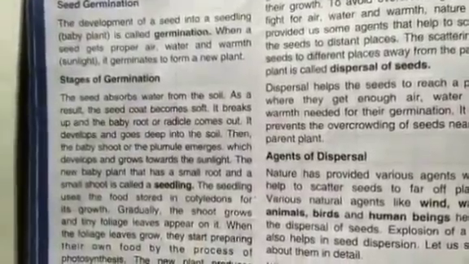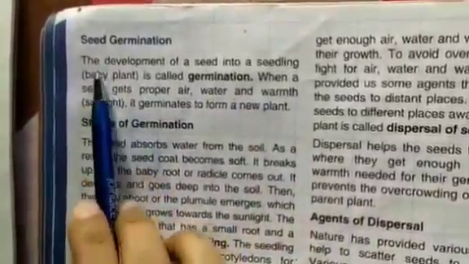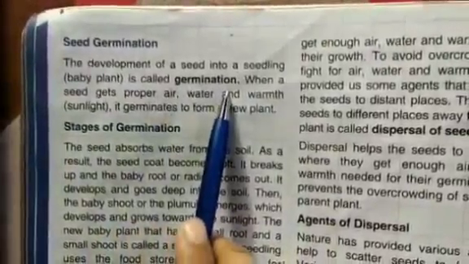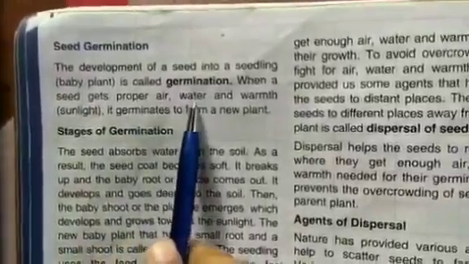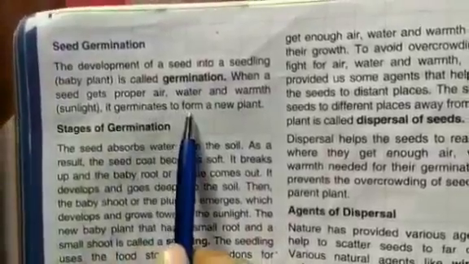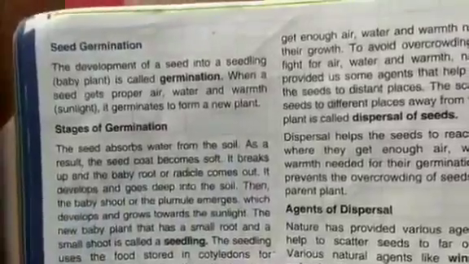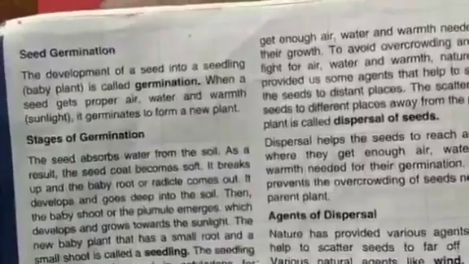Okay, so the first question is, what is germination? The development of a seed into a seedling, meaning a baby plant, is called germination. When a seed gets proper air, water and warmth, that is sunlight, it germinates to form a new plant. It means a seed needs a proper amount of air, water and sunlight to form a new plant.